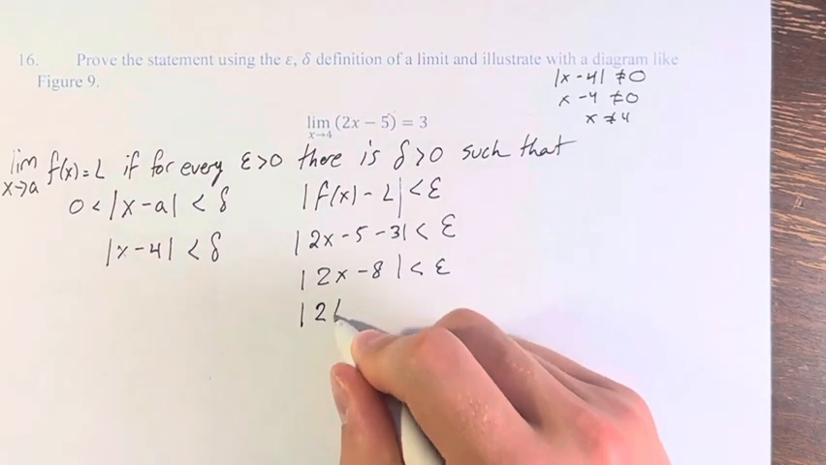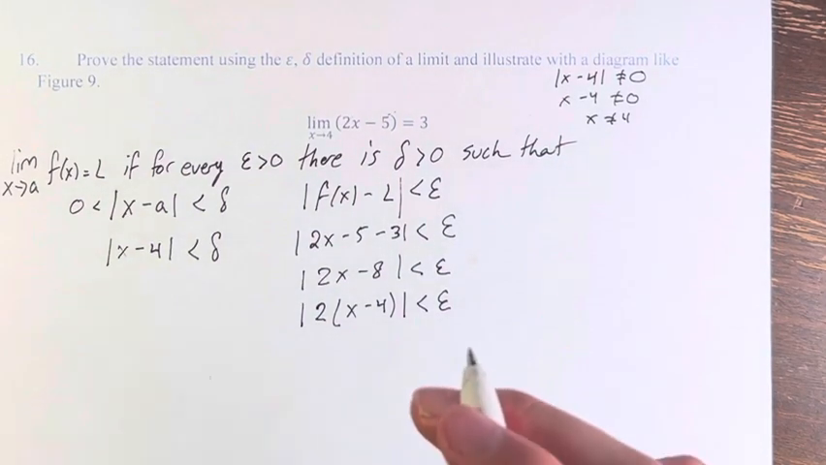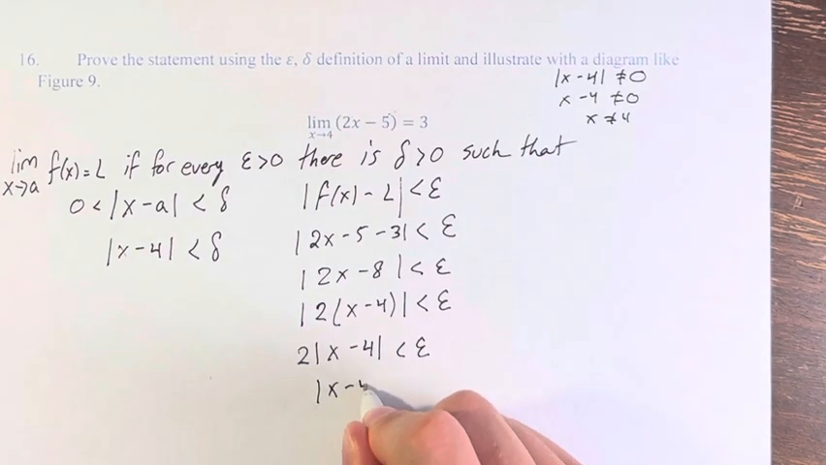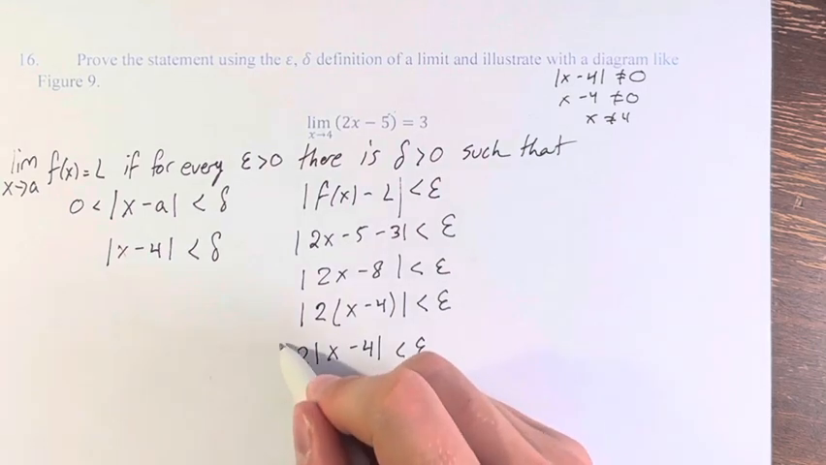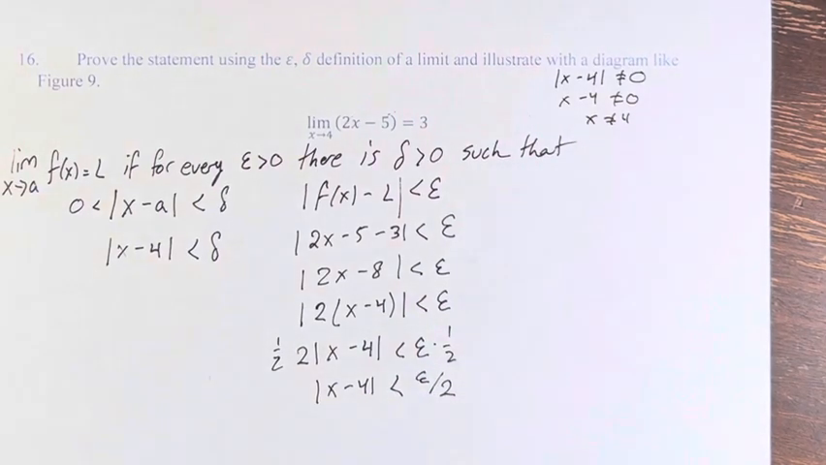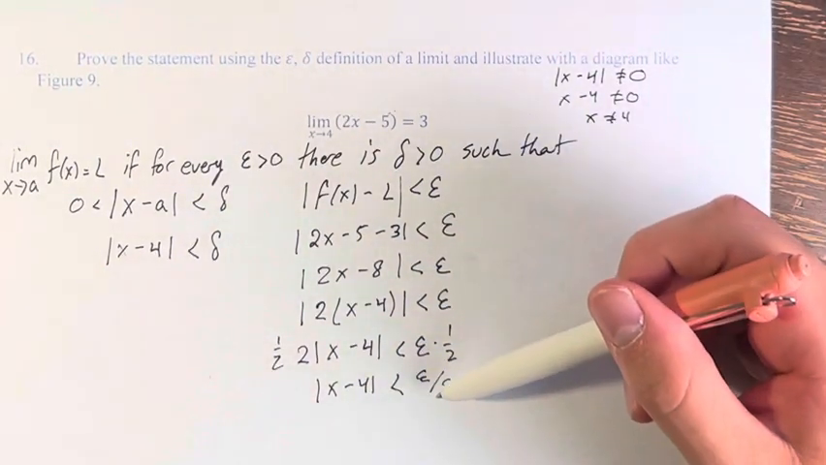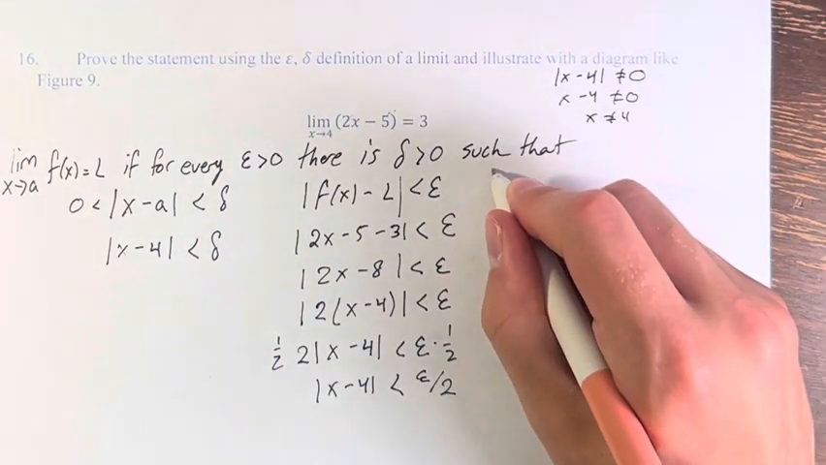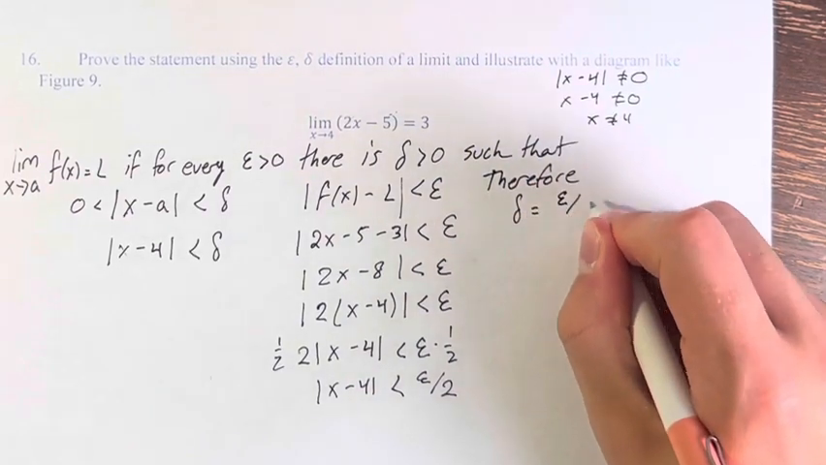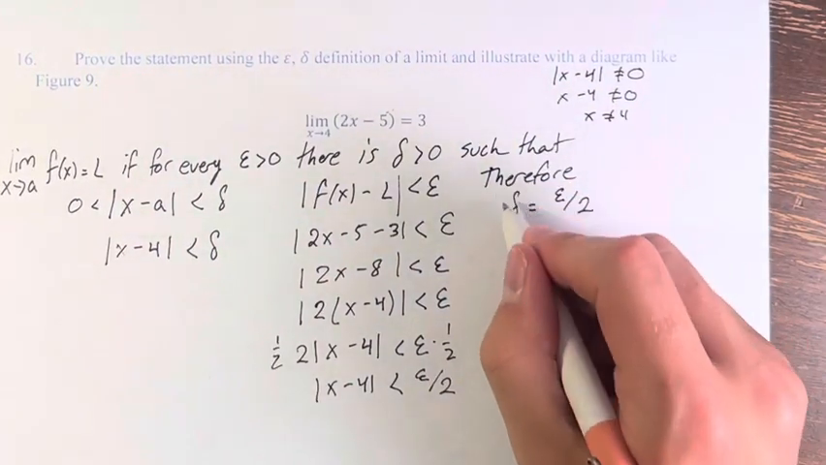So if we say that this is equal to 2 times the absolute value of x minus 4, less than epsilon, we can factor out the 2, because it's a positive number, and dividing both sides by 2, we can say that the absolute value of x minus 4 is less than epsilon divided by 2. Therefore, if x minus 4 is less than epsilon over 2, and it's less than delta, we can say that delta is equal to epsilon over 2. So for any epsilon you put in, you just divide it by 2, and you have an associated delta.